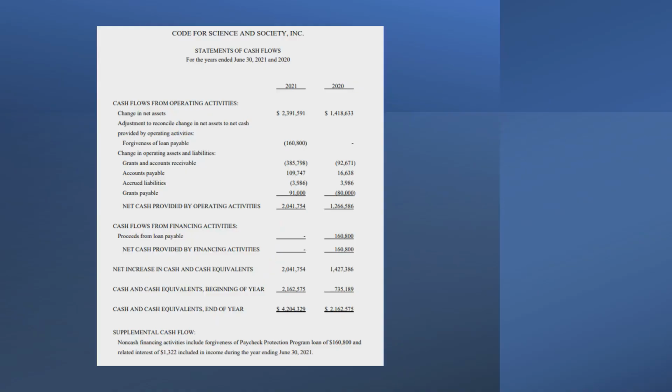This sample statement of cash flows compares fiscal years ending June 30, 2020 and 2021. The statement categorizes cash activities into operating and financing sections. It includes details on changes in net assets, adjustments to reconcile net assets to cash flow, changes in operating assets and liabilities, and supplemental cash flow information regarding the forgiveness of their Paycheck Protection Program loan. The statement shows the organization's beginning and ending cash positions for both fiscal years. These distinct categories illustrate the sample organization's complete financial position, liquidity management, and overall sustainability across both fiscal years.